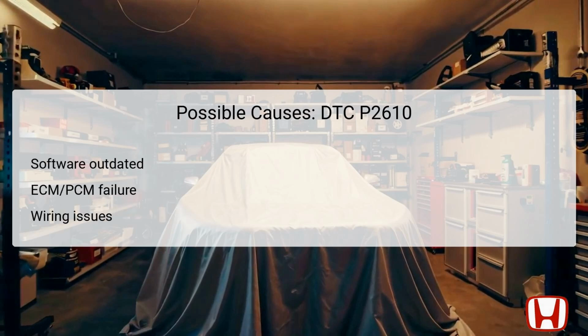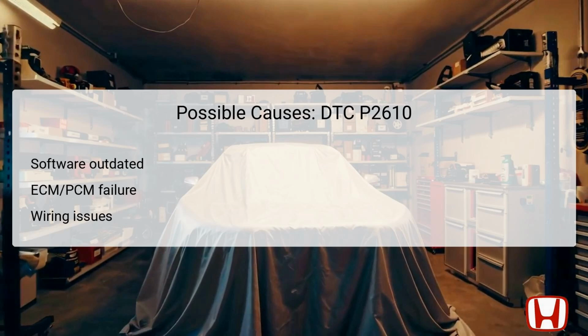The potential causes of DTC P2610 primarily include outdated software in the ECM or PCM. If the software is not up to date, it may not function as intended, leading to malfunctioning timers. Another critical factor to consider is a possible failure within the ECM or PCM, where an internal component may have failed, affecting the operation of the timer.